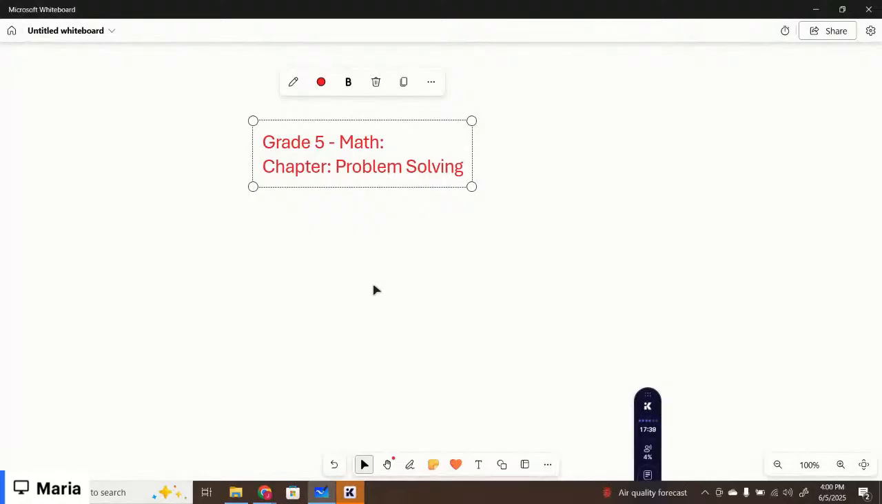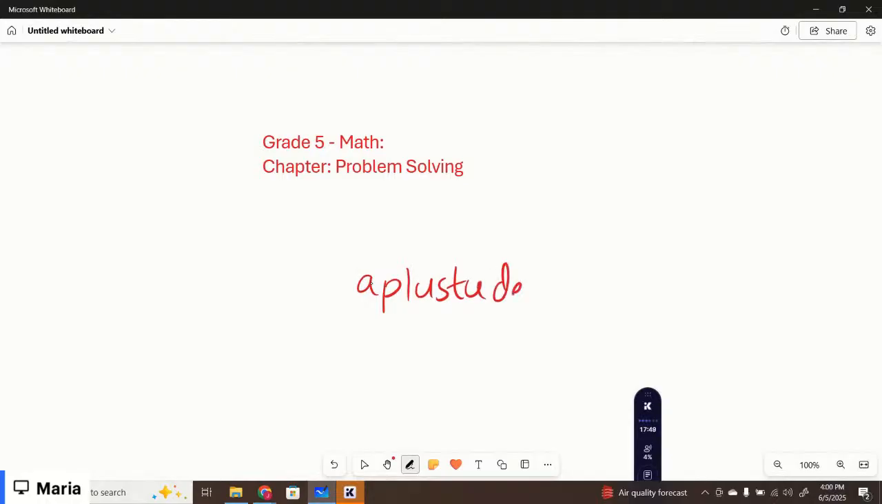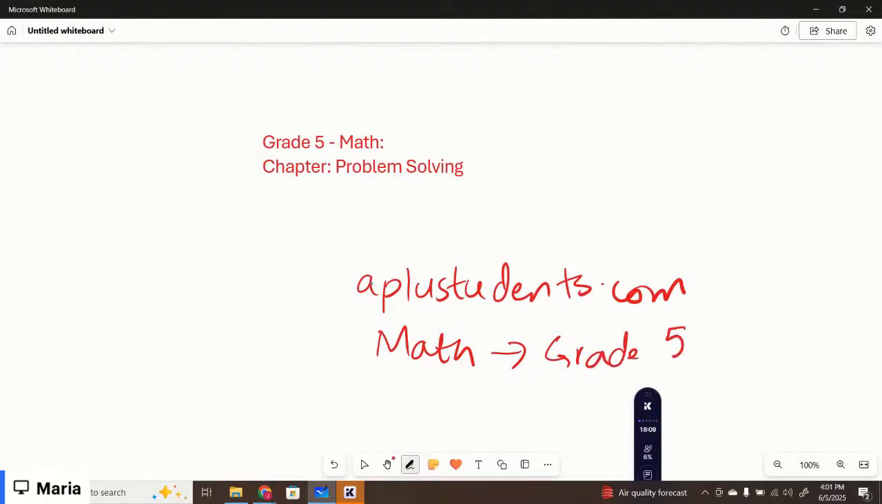We are here for grade 5 math. We can find all the lessons on A Plus 2 Don't Stop One. You have to log in using your email address and password as provided by the administrator. Then you have to select math from the subject tab, scroll down to grade 5 math, and then click on view the lessons.